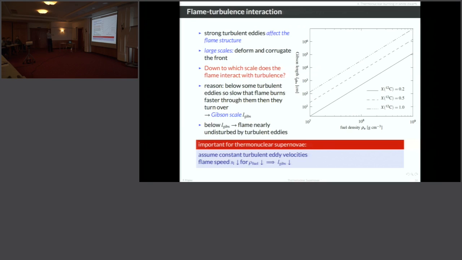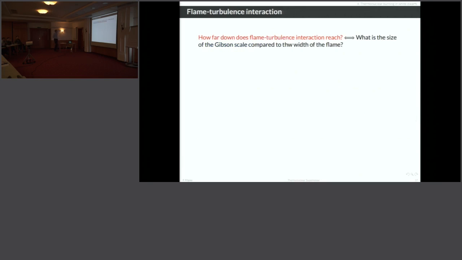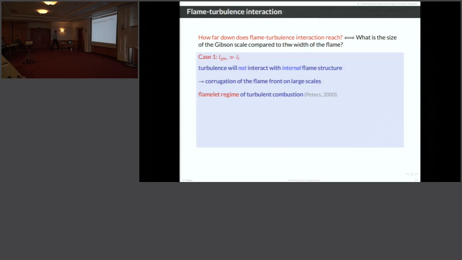So this is the Gibson scale for different fuel compositions as a function of fuel density. And it goes down with fuel density. And it's important to determine how far down the flame turbulence interaction really reaches. So what is the size of the Gibson scale compared to the width of the flame? So why is this important?